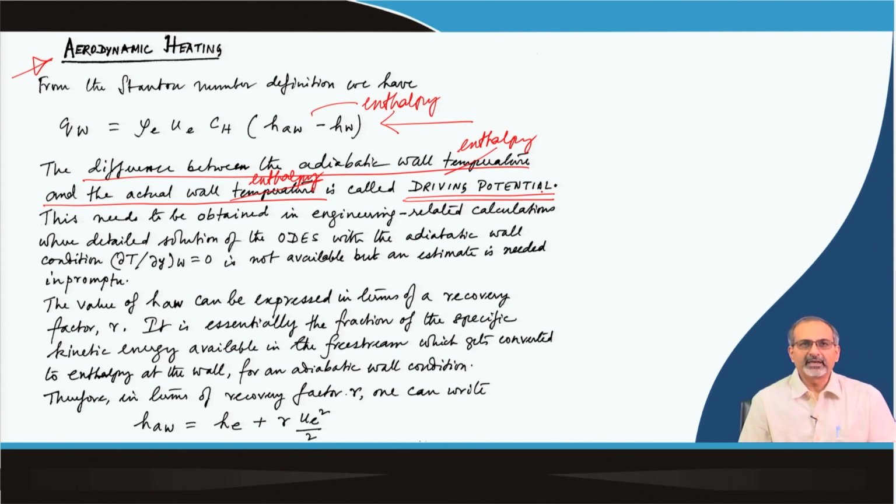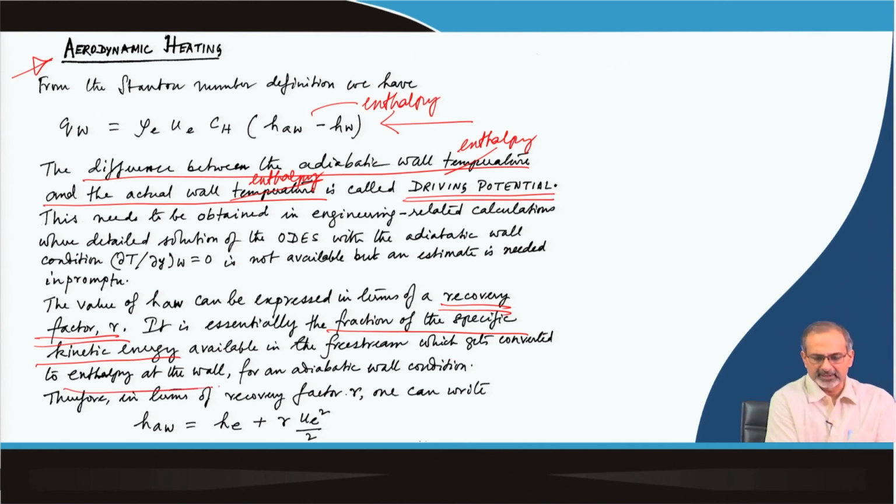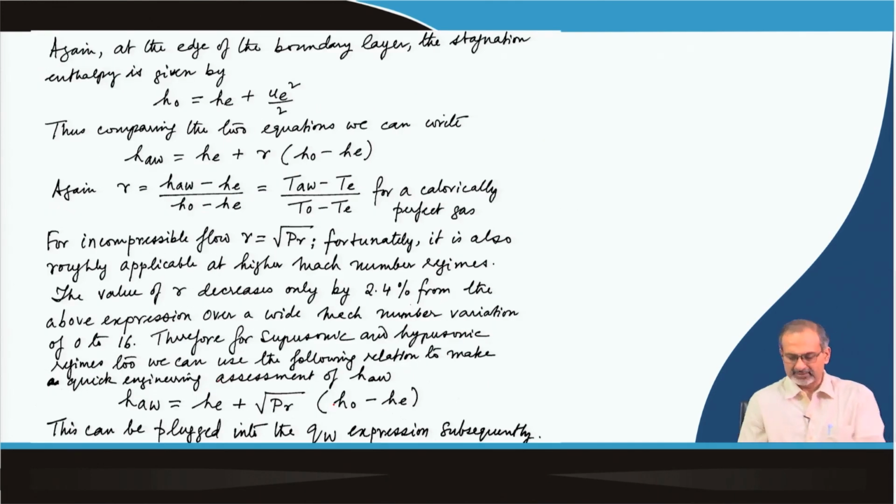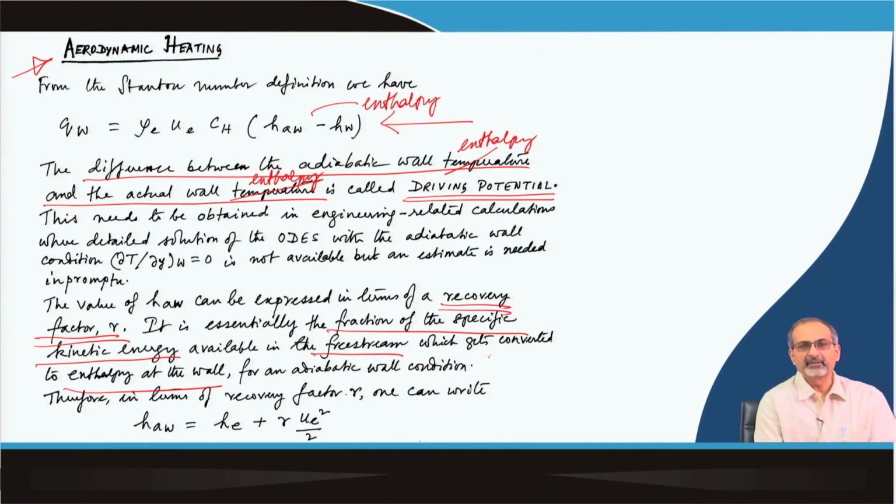The value of the enthalpy for the adiabatic wall can be expressed in terms of a recovery factor, which is very important for engineering estimates. It is basically the fraction of the specific kinetic energy available in the free stream which gets converted to the enthalpy at the wall. So, it is the one which is available in the free stream and how far it is getting converted to enthalpy at the wall, that is governed by the recovery factor, and this is applicable for the adiabatic wall condition case.